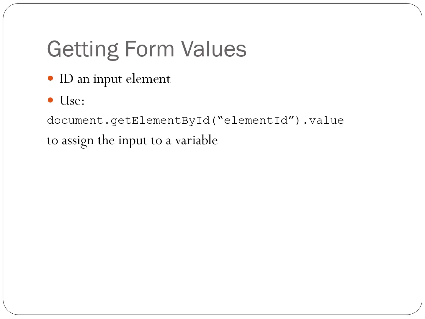Up until this point, we've been adding values directly to our code, but we should get values from user inputs so that users can interact with our programs, providing their own data. To get values from a form field input element, you simply ID the element and then use document.getElementById with the element's ID .value.